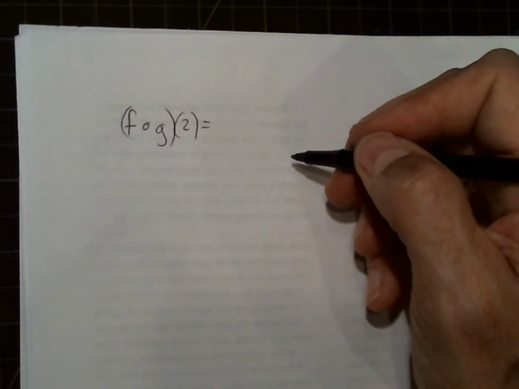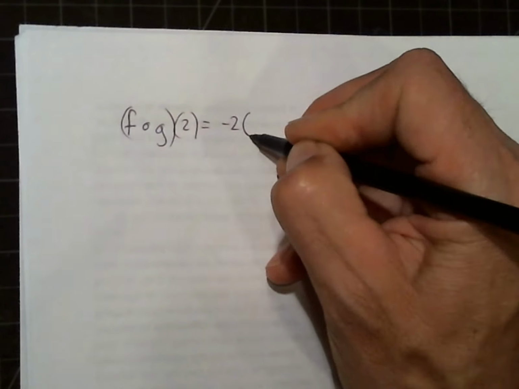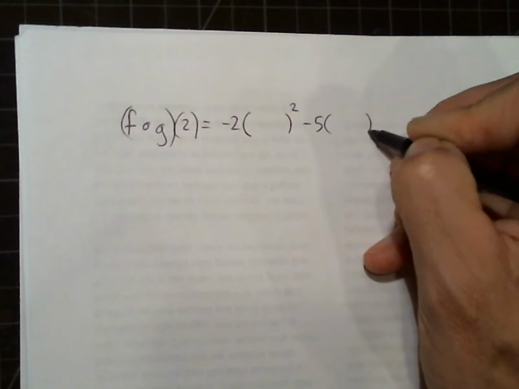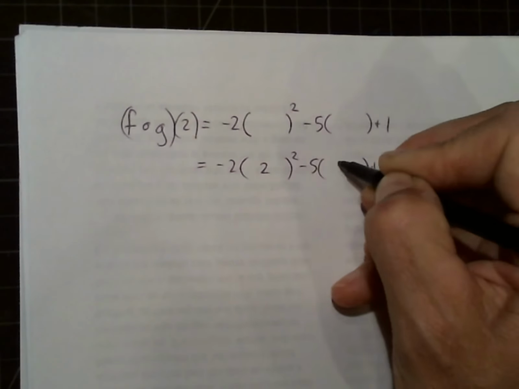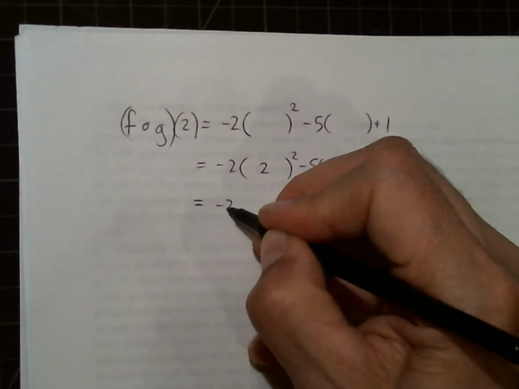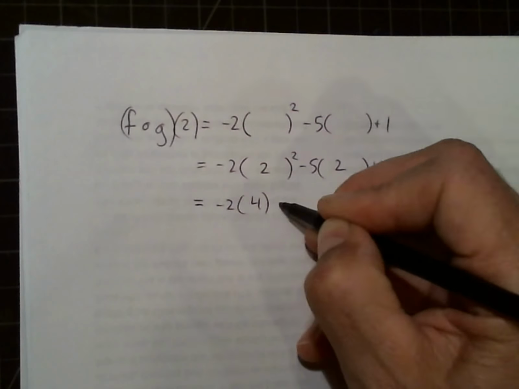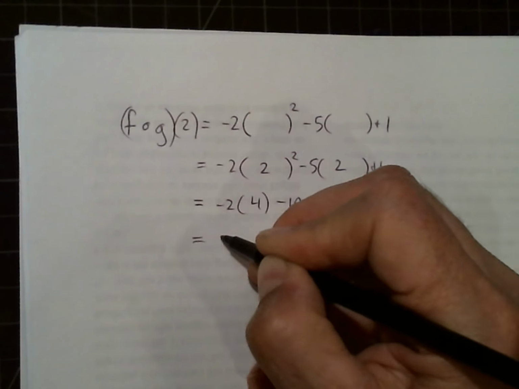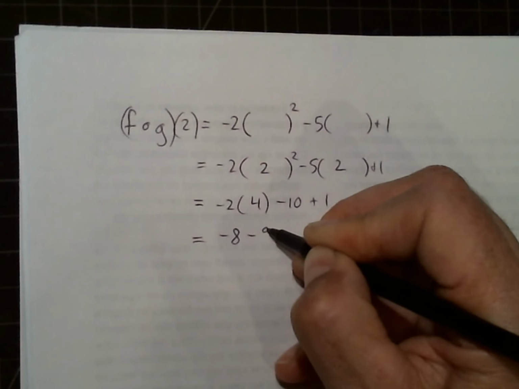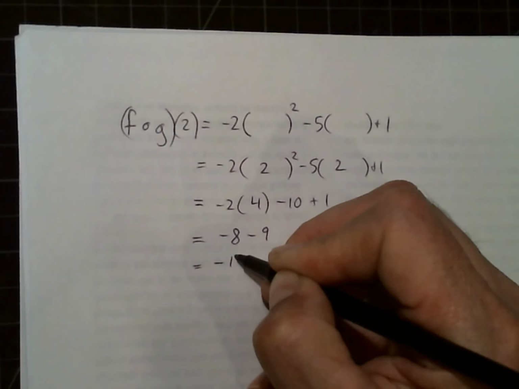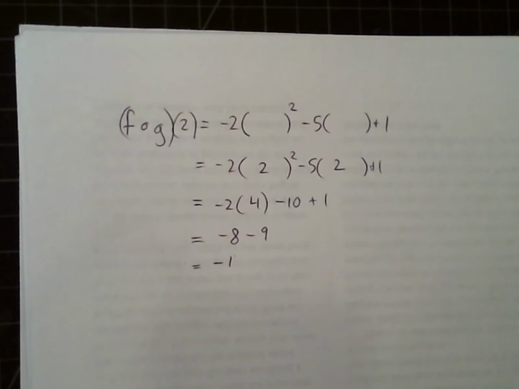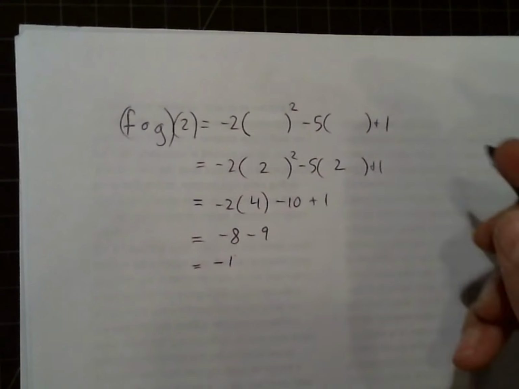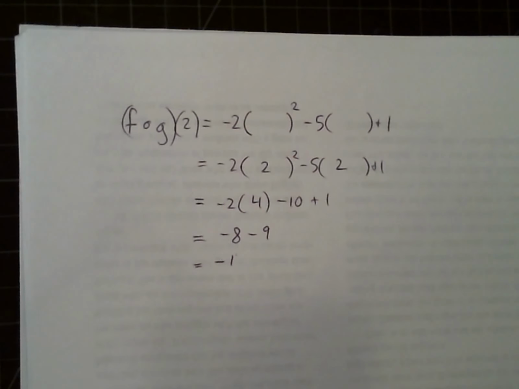This, we have to copy f and leave a space for x. Copying f. And now we just put a 2 into that space. See, there's a mistake there. So I'm going to start over.